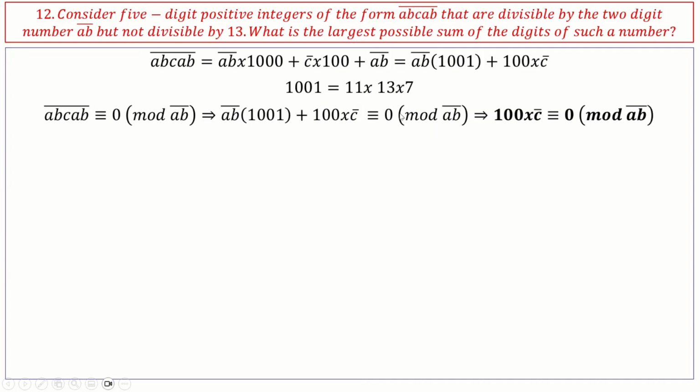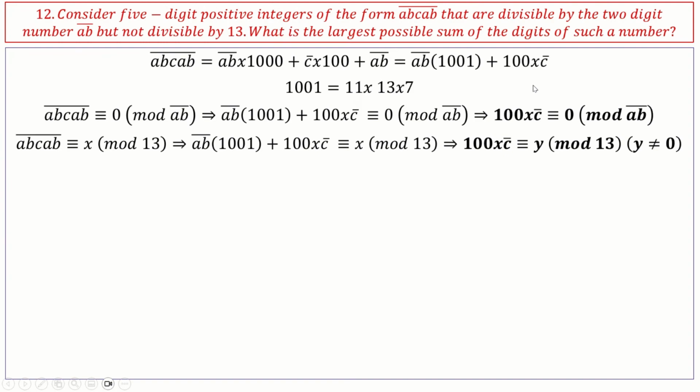Okay, which means since we know that first part is divisible, only the second part should be divisible. So 100 times C should be congruent to 0 mod AB. This is one condition for us. And the second condition is that ABCAB should give Y, you can write it as Y here, Y mod 13. Which means AB times 1001 plus 100 times C should be congruent to Y mod 13.